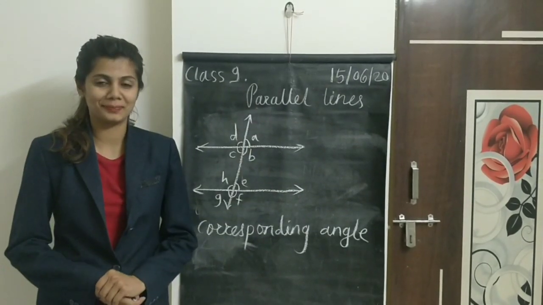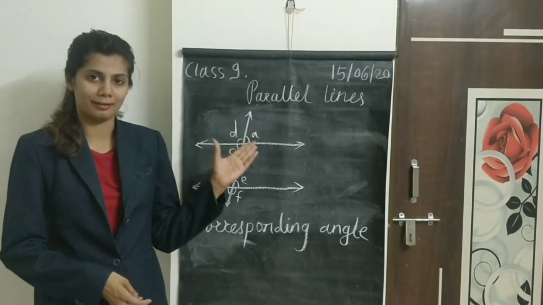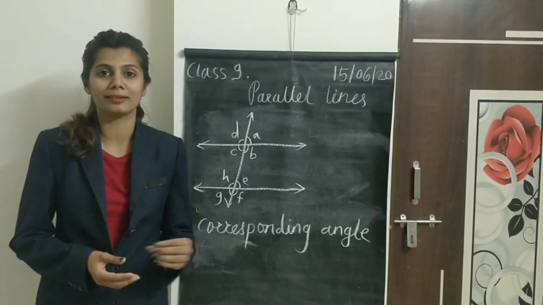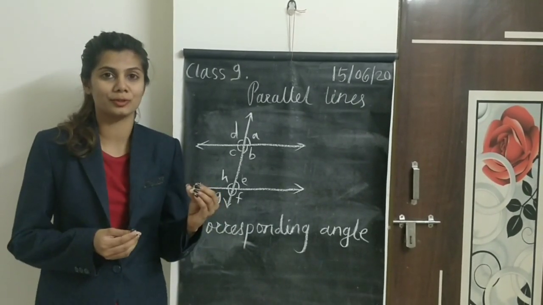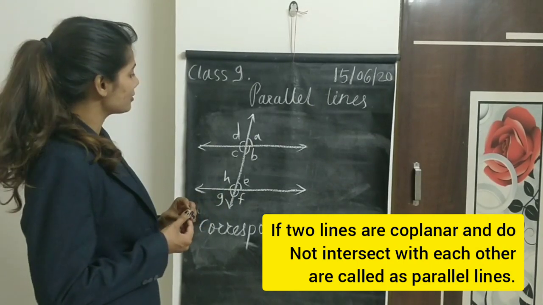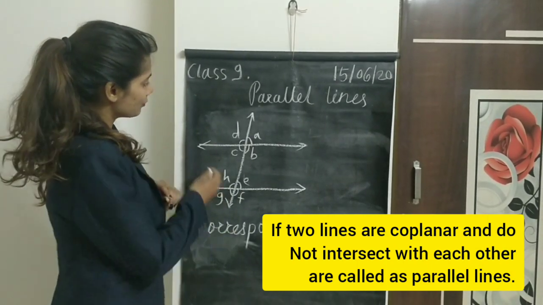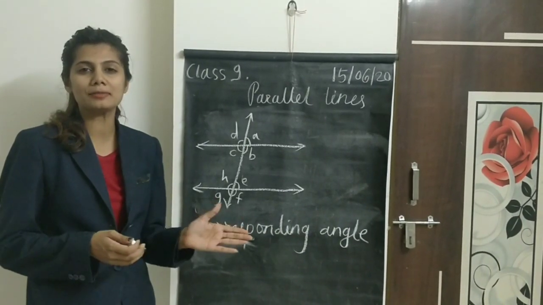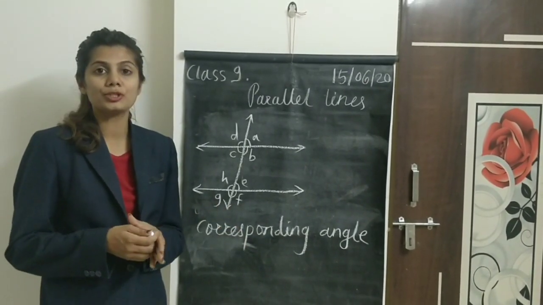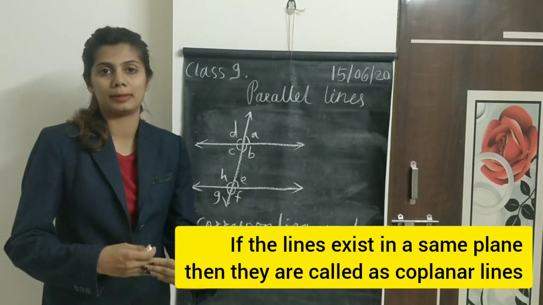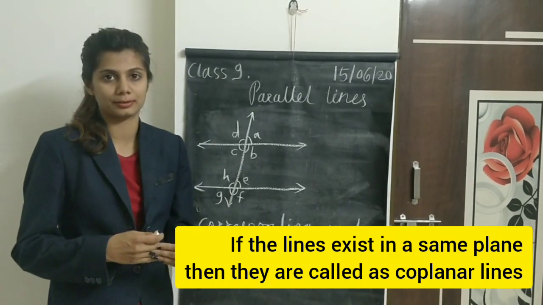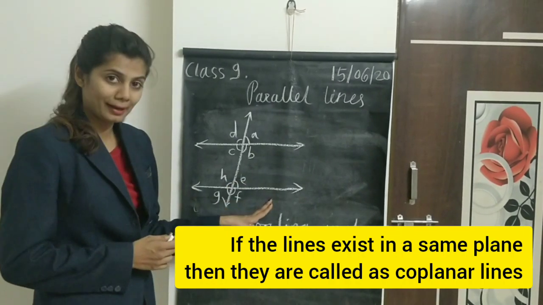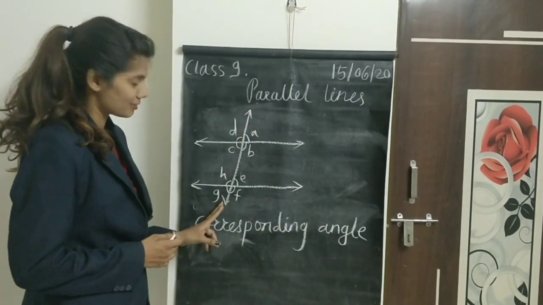Today we are going to learn about parallel lines. So what is meant by parallel lines? We'll see that first. Lines which are coplanar and which do not intersect each other are called parallel lines. For example, these two lines, they are coplanar. Coplanar means which exist in the same plane.